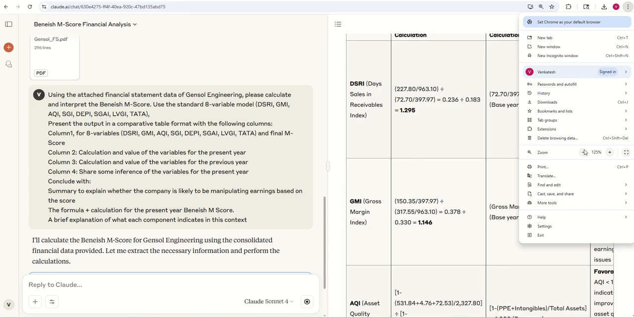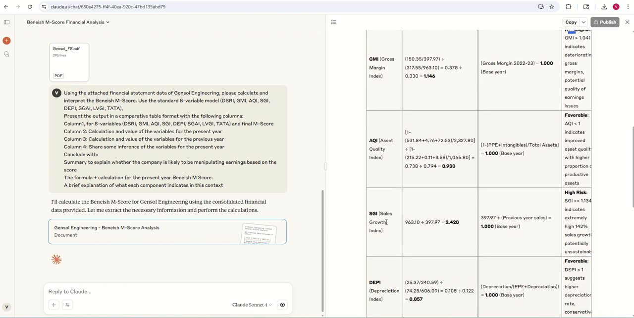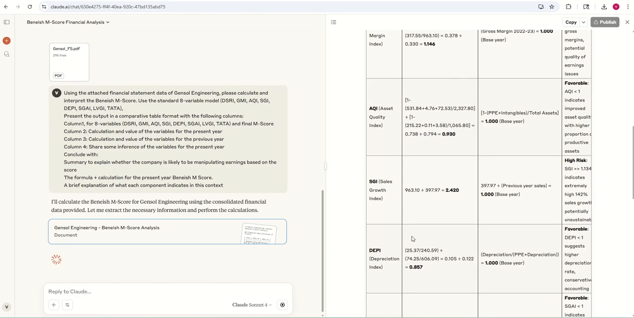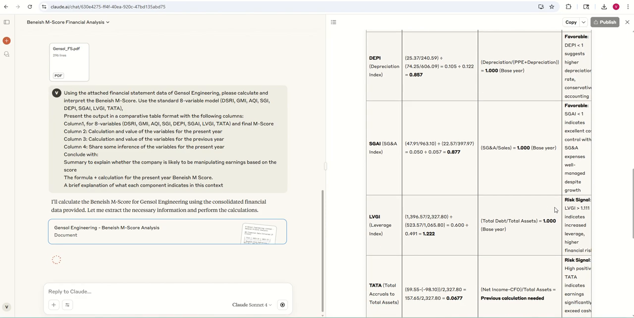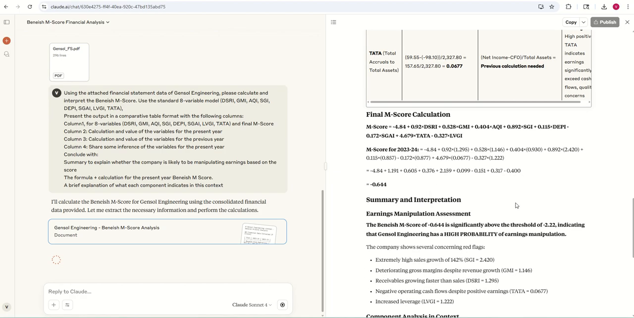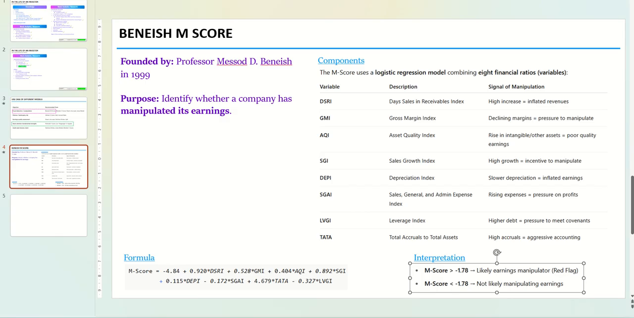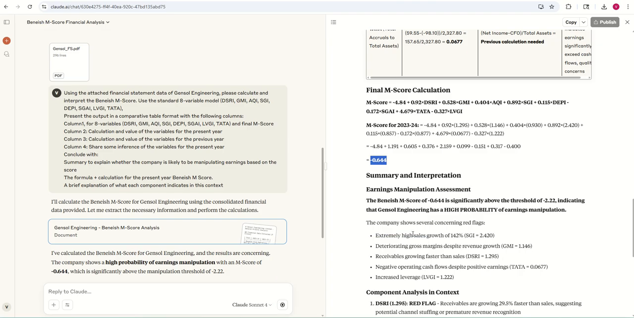Let me minimize it a bit so that I can see it properly. Then GMI, that is also a risk signal. Then SGI, sales growth index, that's also at high risk. Depreciation index, favorable. SGAI, favorable. Leverage index, risk signal. And TATA, that's also a risk signal. It shows the final calculation. Final calculation is minus 0.644, which is lesser than 1.78.